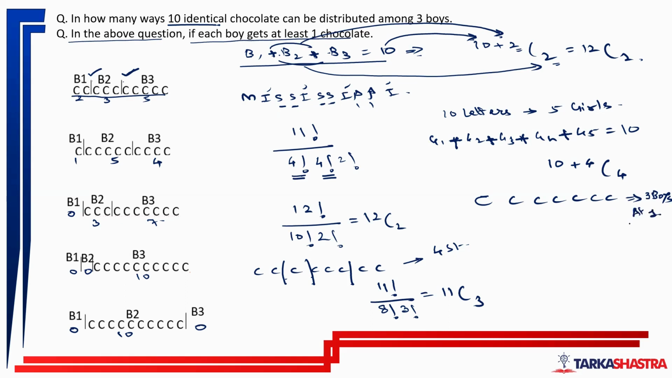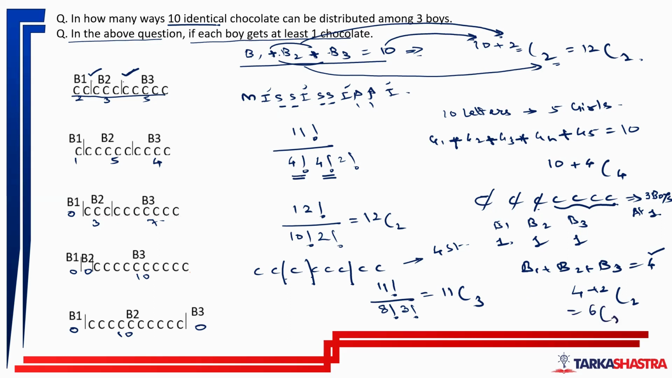At least 1. So what we will do, we will give boy 1 one candy. We will give boy 2 one candy. And then to boy 3, we will give another candy. The condition that each one should get at least 1 candy is satisfied. Now what I have to do, amongst B1, B2, B3, I just have to distribute these 4 candies. So B1 plus B2 plus B3 equals 4. Then number of plus signs are 2, C2. So 6C2 will be the answer.